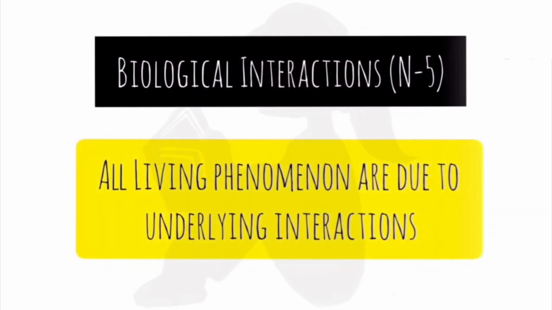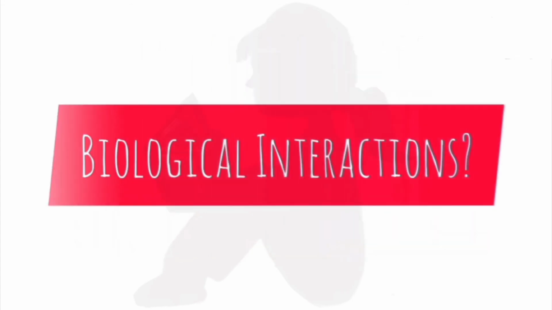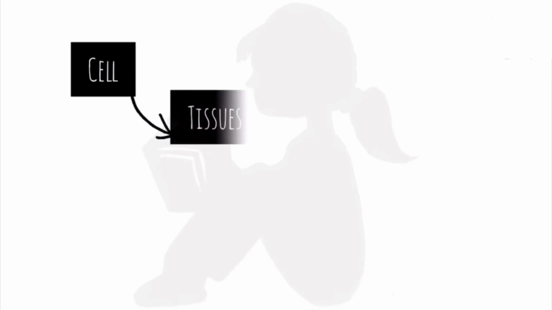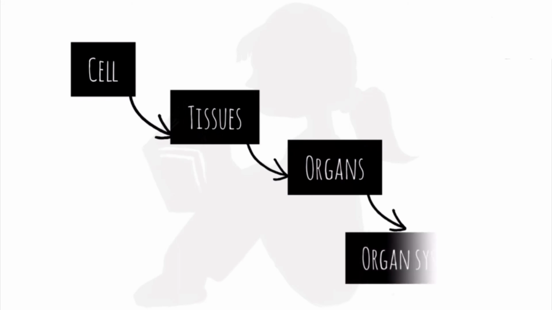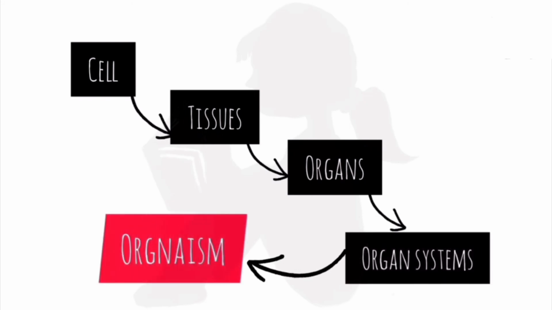We know that all living phenomena are due to underlying interactions. So what are these biological interactions? We know it all starts with the cell, and for some species it ends with the cell. But for others, the cells come together to form tissues, tissues form organs, organs form organ systems, and organ systems combine to form an organism.